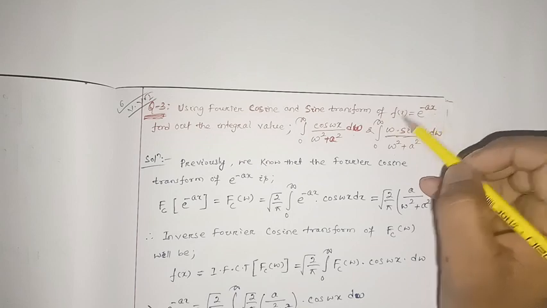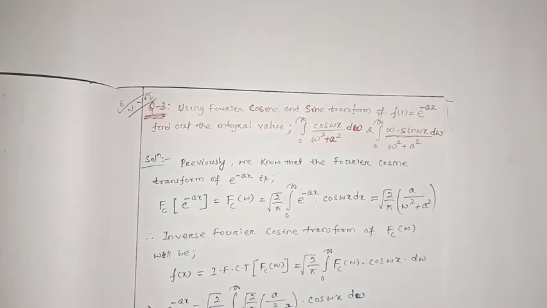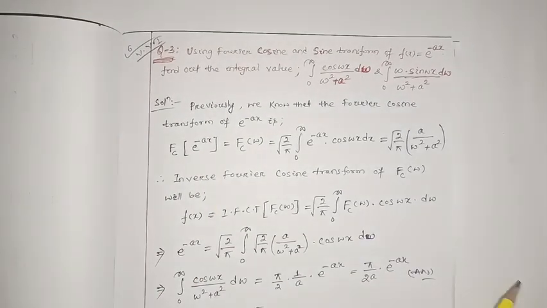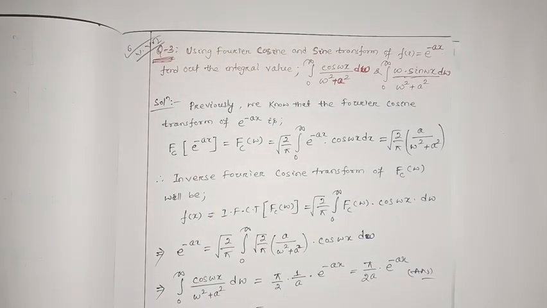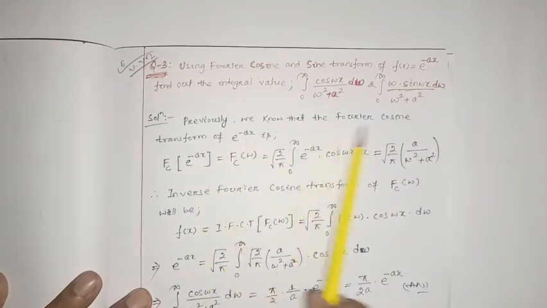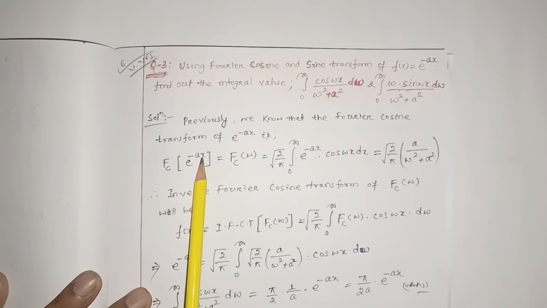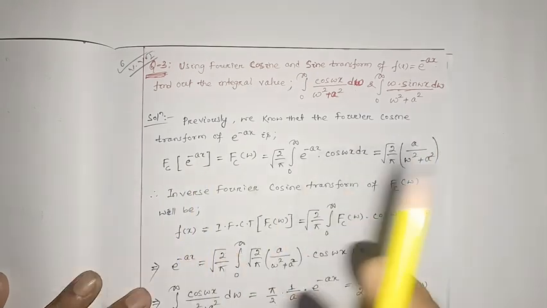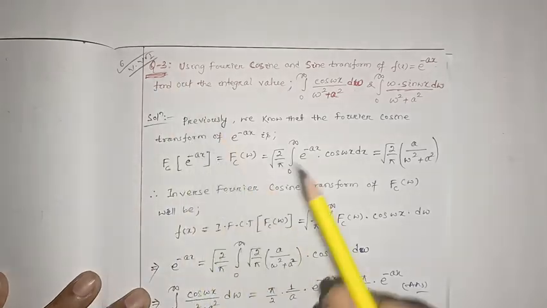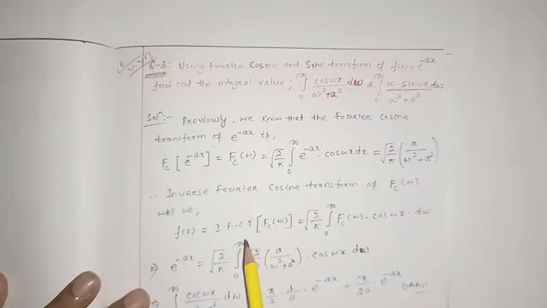So we have to use the Fourier cosine and sine transform of this function, and we have to find these two integrals. First we have to find the Fourier sine and cosine transform of this function. Previously we know the Fourier cosine transform of e^(-ax) equals this much. We have already done it and written it here. Suppose this question has been asked, you have to find the Fourier sine and cosine transform of this function.